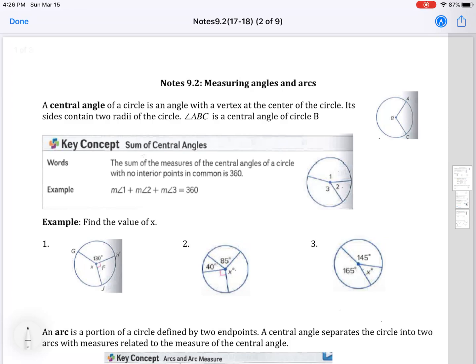All right, so the central angle. We talked about it the other day. The vertex of the central angle, which is the middle letter, needs to be on the center of the circle. So if B is the center of the circle, and you have an angle that's drawn, ABC, then ABC is considered to be a central angle, because B being the center of the circle, it is at the center.